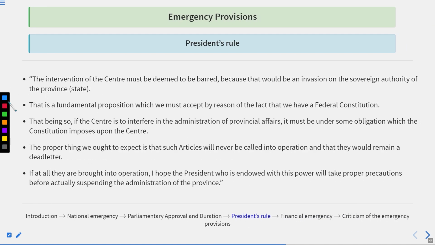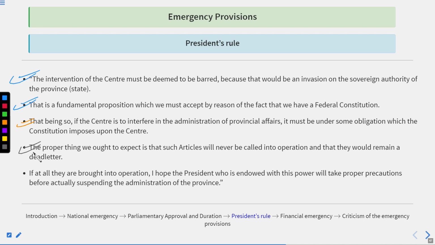First thing, that the intervention of the center must be deemed to be barred because that would be an invasion on the sovereign authority of the province, the state. This is a fundamental proposition which we must accept by reason of the fact that we have a federal constitution. That being so, if the center is to interfere in the administration of provincial affairs, it must be under some obligation which the constitution imposes upon the center.